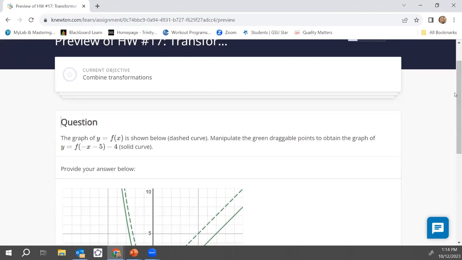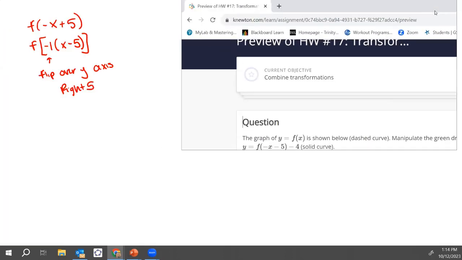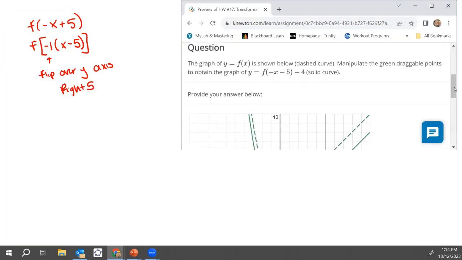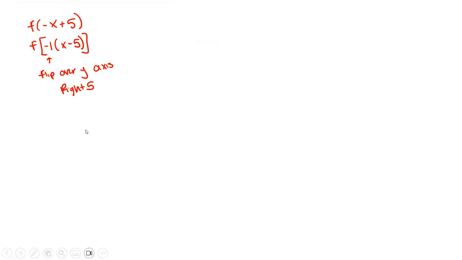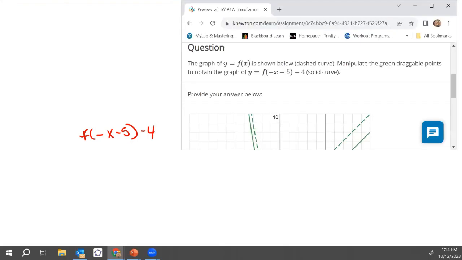All right, so now we're going to combine them. And here's where it's going to get a little tricky. We have a few different things that are going to happen. So what I'm going to do is copy this guy on the slide over here. F of negative x minus 5, and then outside I think it said minus 4. Let me just double check that. Minus 4. Okay.